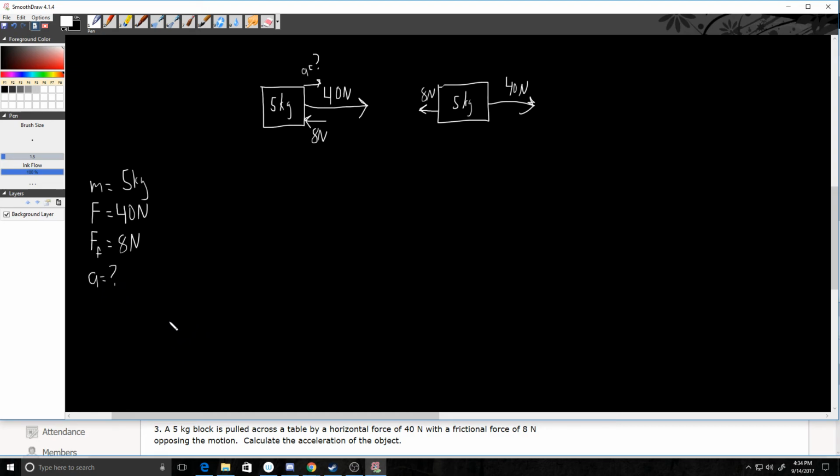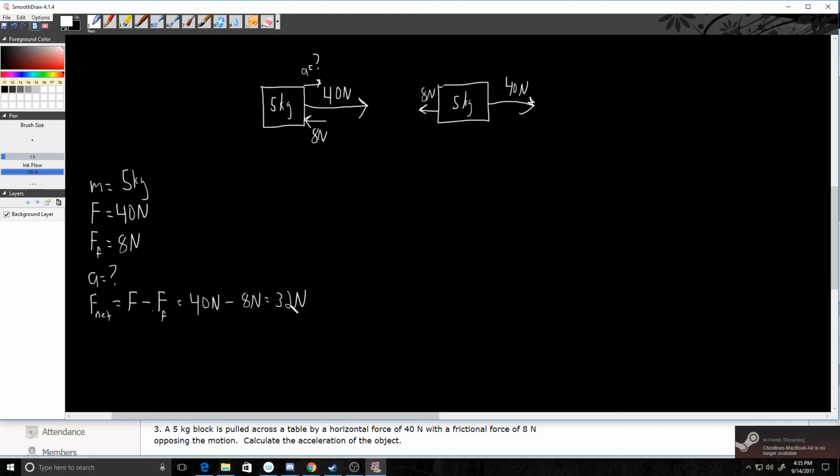First, I need to figure out my net force. After I add all my forces together, what do I get? I'm saying this way is positive, that way is negative. 40 newtons that way, and 8 newtons going in the other direction. So to find my net force, I take the force minus the force of friction: 40 newtons minus 8 newtons equals 32 newtons. That's my net force.